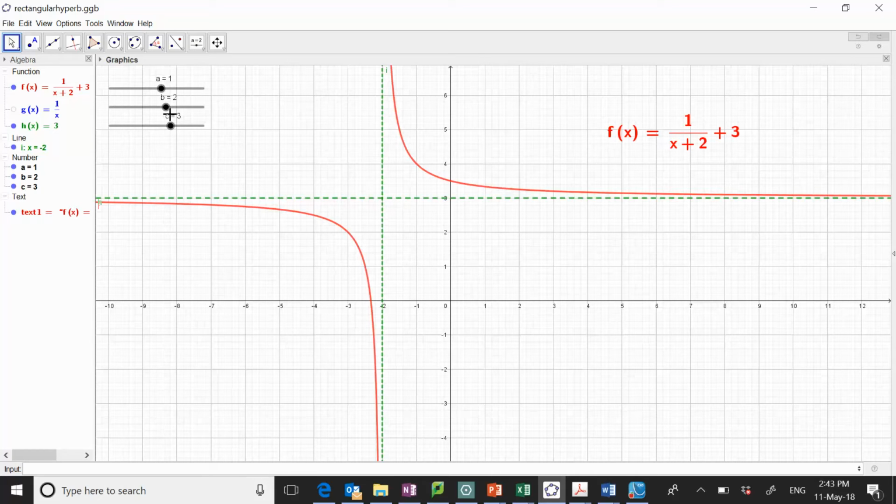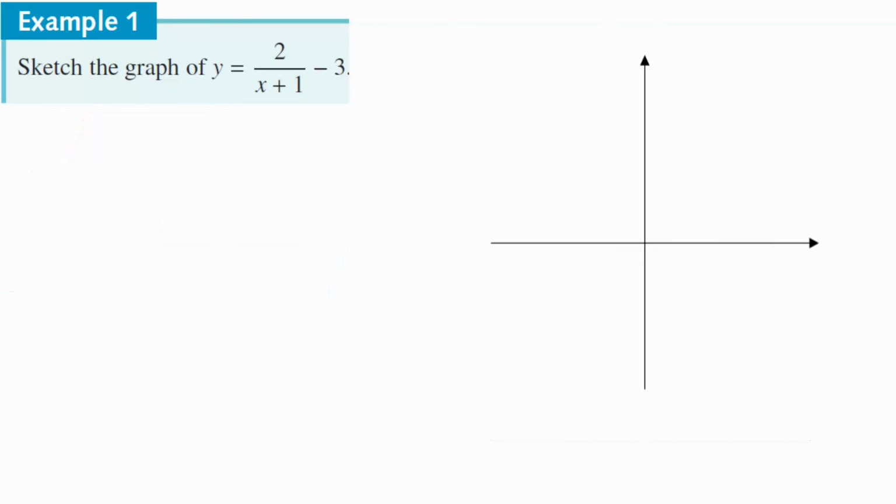Okay? Now, let's do an example together. Let's have a look at this one. Here we go. Ben, having a look at this example 1. What does the -3 do? Can you tell me what the -3 does? Moves it down by 3.